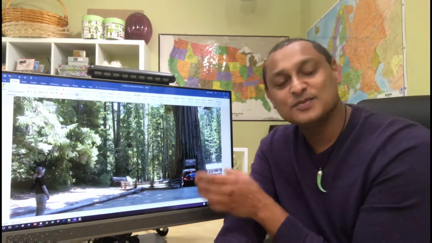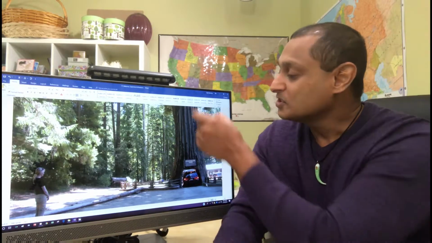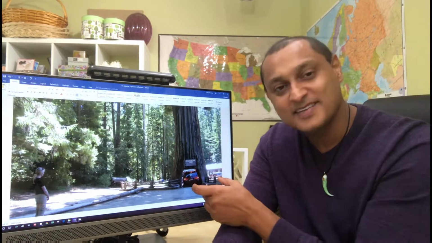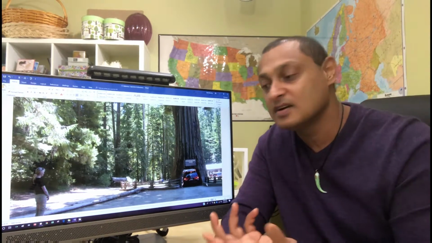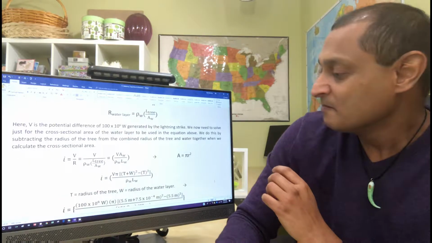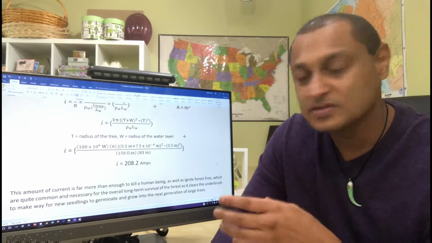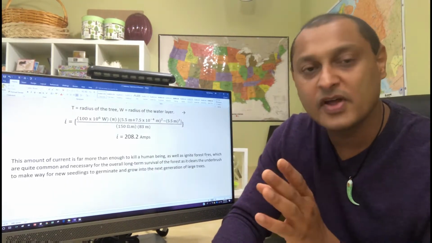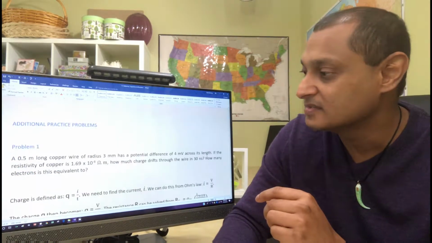So I came up with a problem to calculate the current from a typical lightning strike that will be channeled down to the ground through the length of this tree, the Chandelier Tree, by a very, very thin layer of water that would wrap itself around it after a rainfall. It's a very interesting example, actually. I think the reader will find that very cool. The current transmitted through the trunk of the tree is an unbelievable amount, by far greater than anything necessary to be fatal to animals and people.